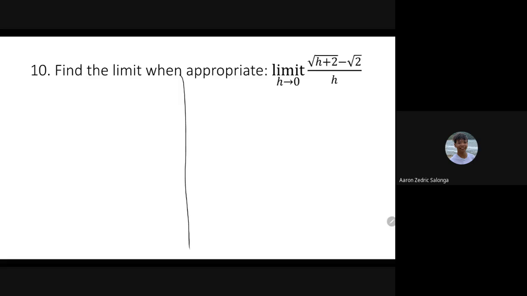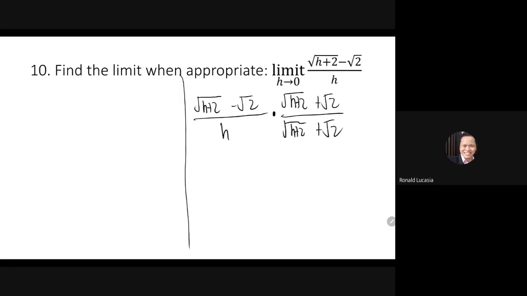Yung sa conjugate po, sir. Diba square root of h plus 2 minus square root of 2 over h, times po sa square root of h plus 2 plus square root of 2. Tapos ganun din po sa baba. So what's the answer here? h plus 2 minus 2 po. That's correct. Over h times the square root of h plus 2 plus square root of 2.